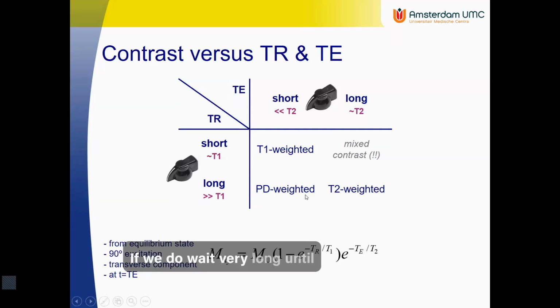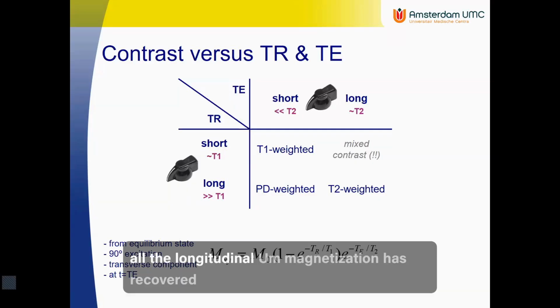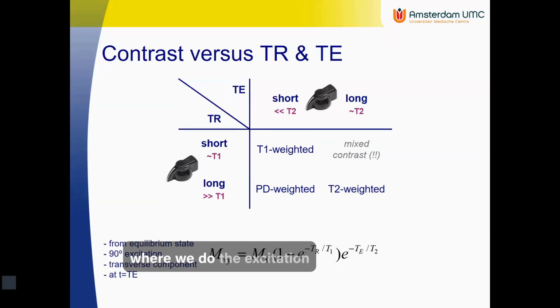We wait very long until we give the next excitation pulse. All the longitudinal magnetization has recovered. And at the point in time when we do the excitation, we don't see any difference in the longitudinal. So we get the proton density there.